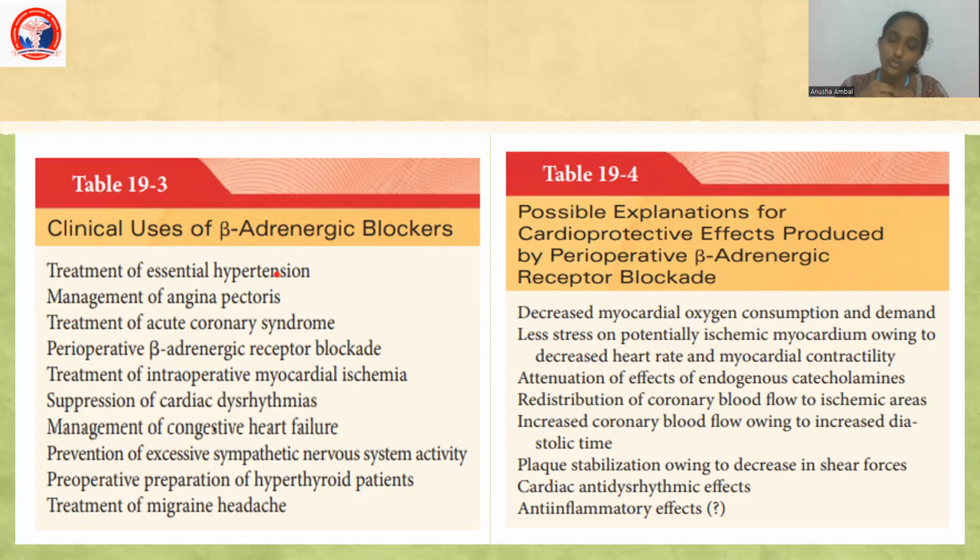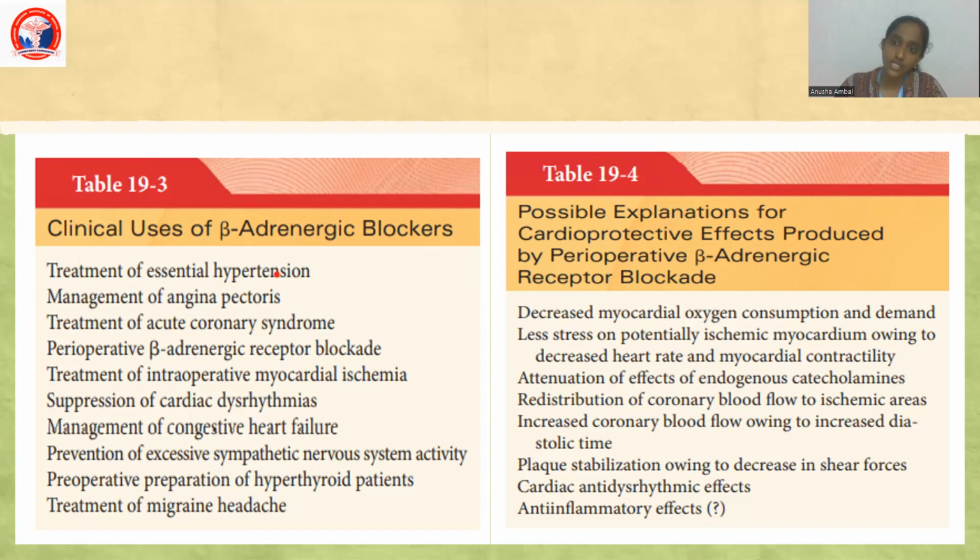Perioperatively, in pheochromocytoma cases and hyperthyroid patients, whenever we need to suppress the sympathetic nervous system activity, we give or prescribe beta blockers in the perioperative period. It's also an antiarrhythmic. Even in congestive heart failure management, we use beta blockers. Intra-MI treatment also, and prevention too. People who are on long-term beta blockers always have a cardioprotective effect.